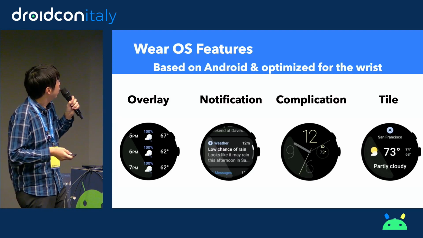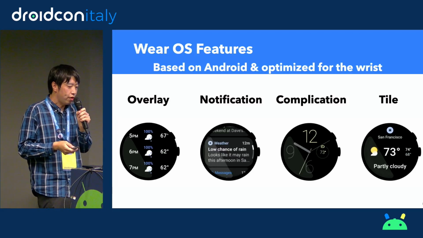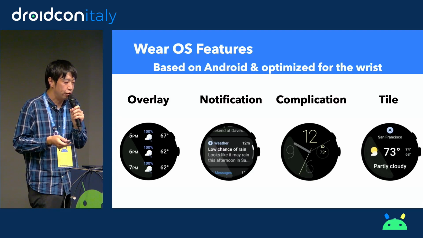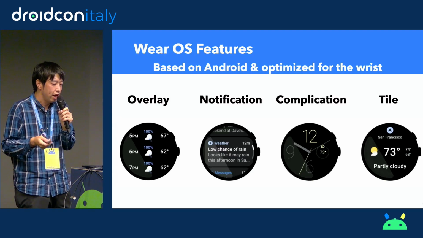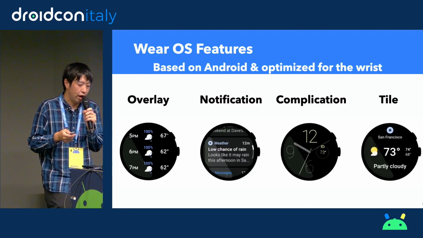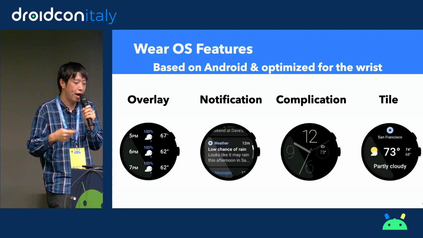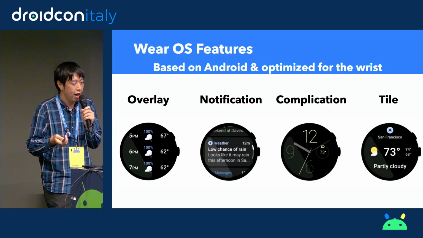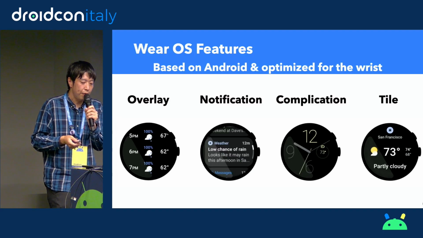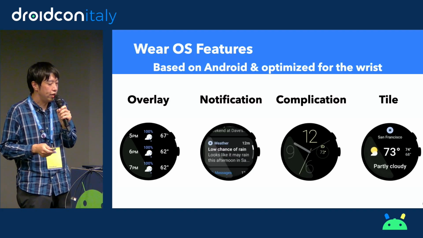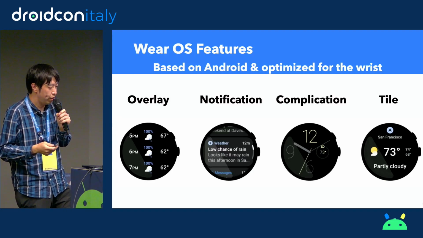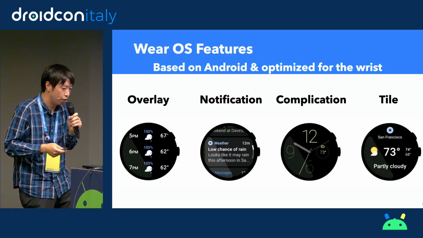Third one is complication. It's just like a home screen widget on a mobile Android device. On the watch face, we can place some kind of useful information such as today's step count or weather or temperature and so on. This is a very useful feature, and these mini pieces of information are called complications.